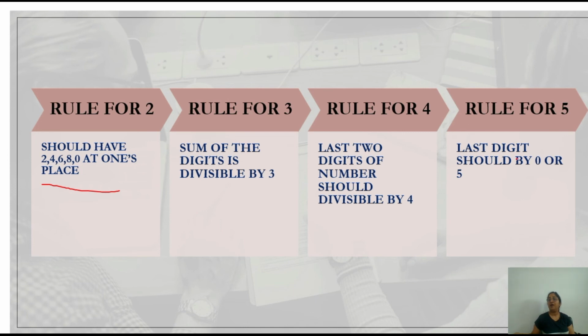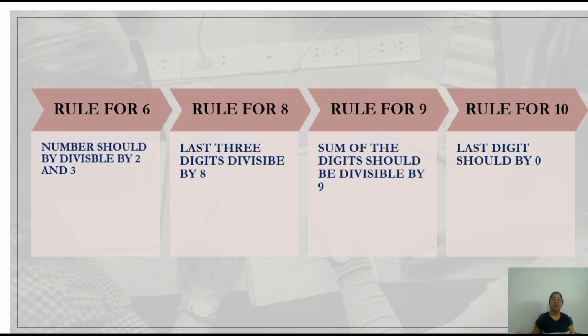Rule of 5: the last digit should be 0 or 5. Then it is divisible by 5. Let's recall the rule of 6. The number should be divisible by 2 and 3. Then it is divisible by 6. We will check whether the number is divisible by 2, having 2, 4, 6, 8 or 0 at the ones place, and we will check the divisibility rule of 3. The rule of 3 is that the sum of the digits is divisible by 3. So if the number is divisible by 2 and 3, then it is divisible by 6.